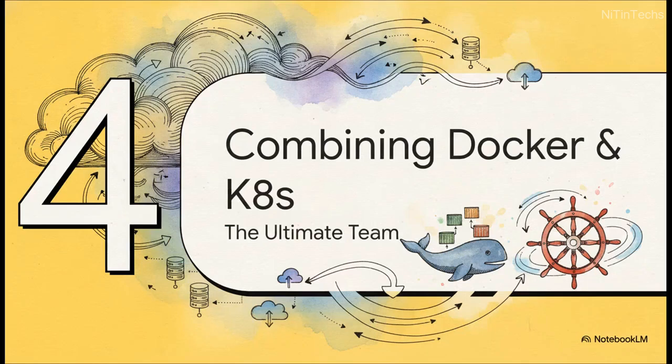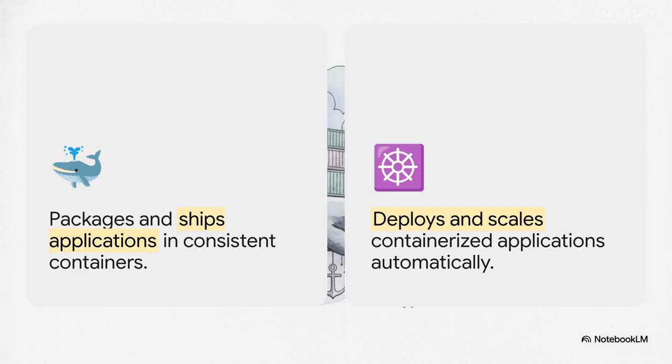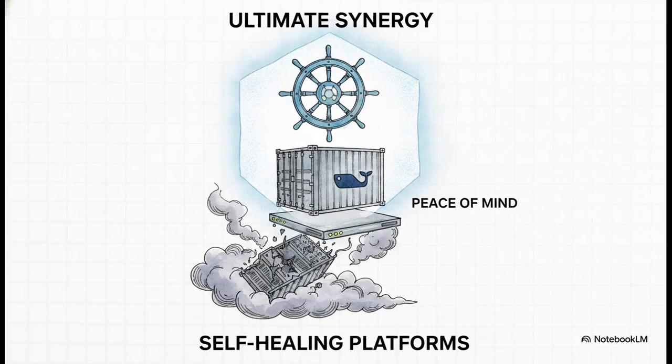All right, Section 4, combining Docker and Kubernetes. The division of labor between these two is very distinct, but it is entirely complementary. Docker creates the container. Kubernetes commands the container. Docker's only job is strictly to package and ship applications consistently. Kubernetes' job, on the other hand, is to deploy, manage, and scale those applications completely automatically. When you put them together, they offer the ultimate peace of mind.